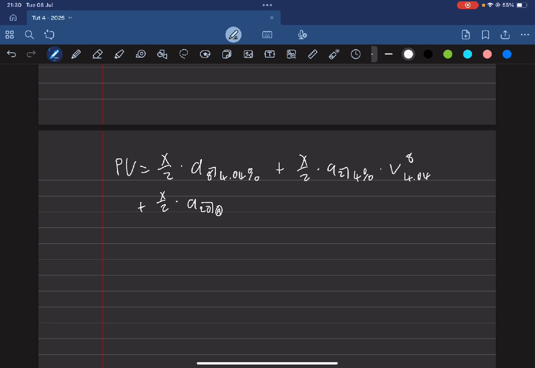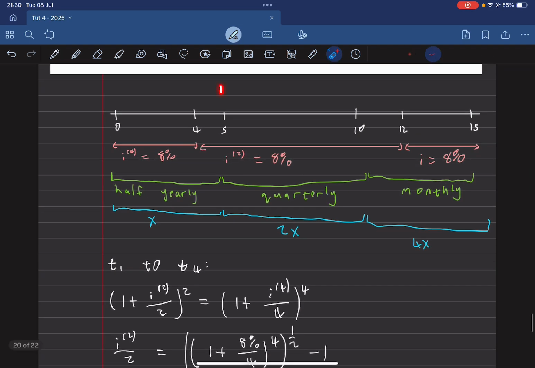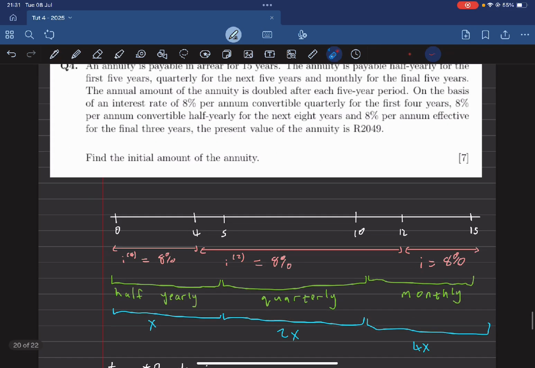And now we need to present value that. Because that present values it to here, now we need to jump it back here, and then we need to jump it back here. So this is going to be at the 4% rate, and this will be at the 4.04% rate. So it's going to be V at the 4% rate for 2 half years times V at the 4.04% rate for 8 half years. Cool. That's the next one. Okay, so that's basically present valued everything from here.